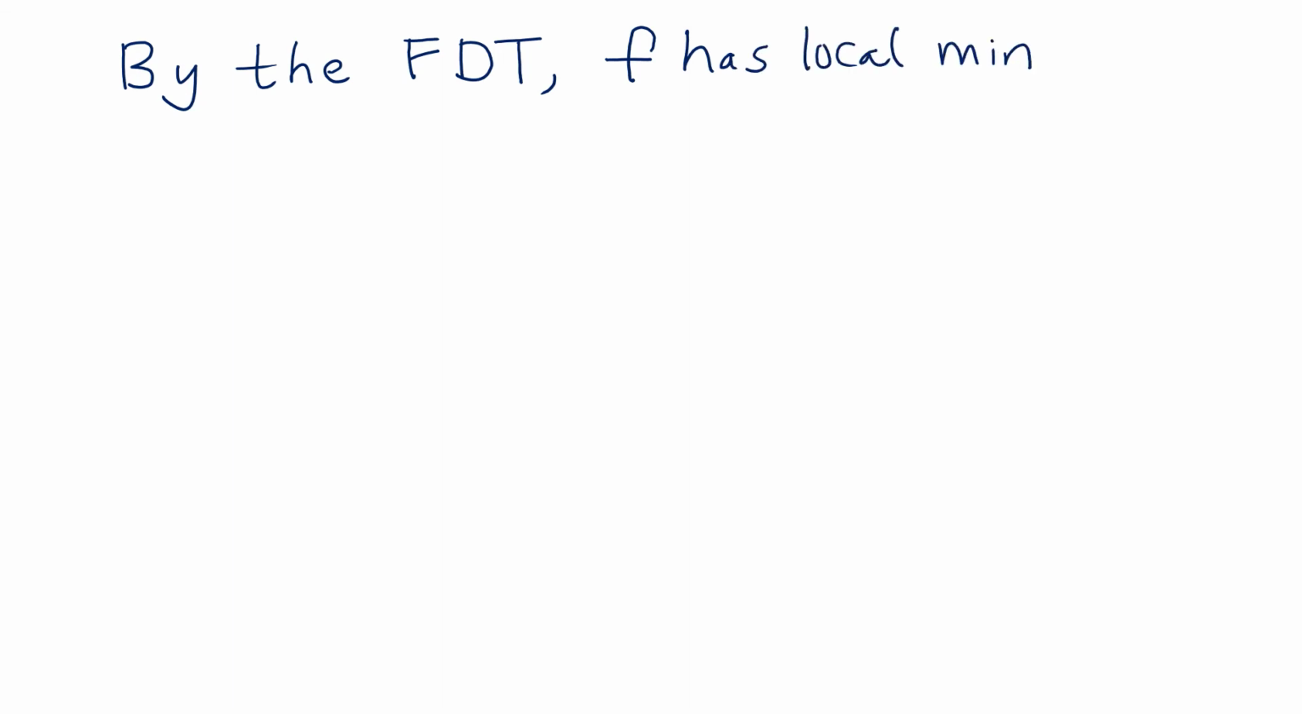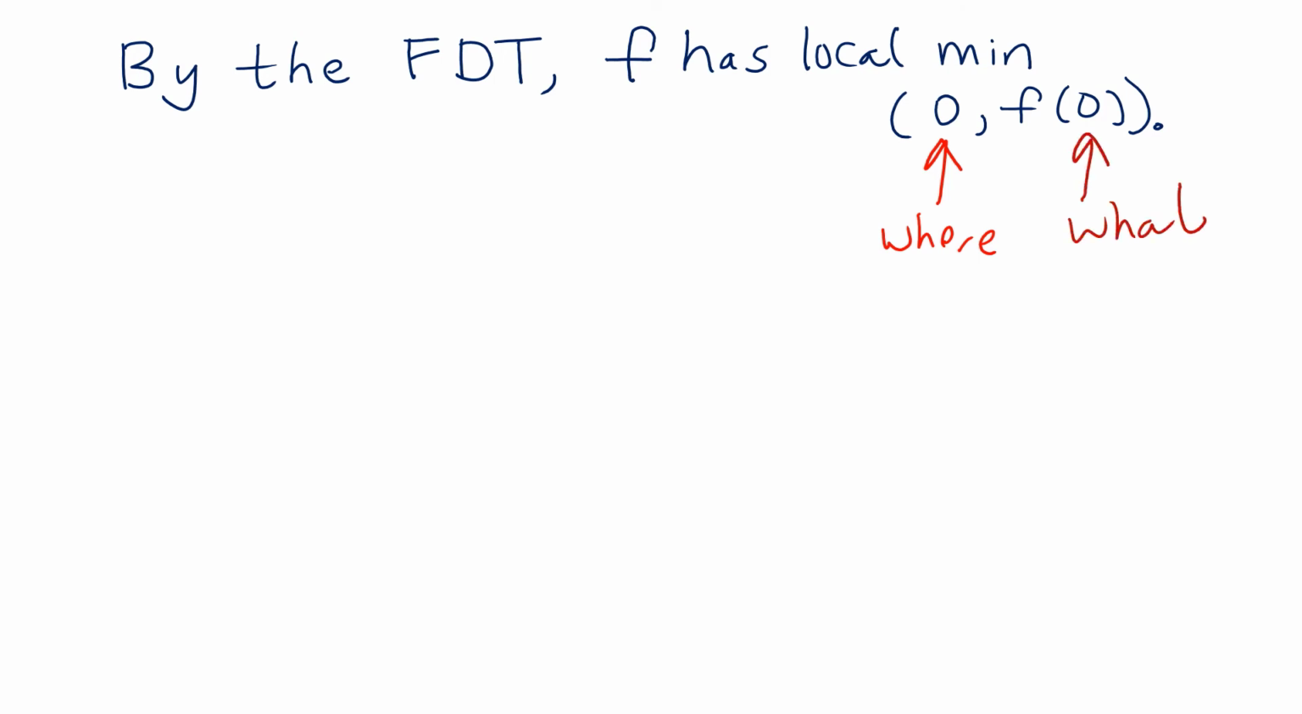By the first derivative test, f, that's the function, not the derivative, f has a local min represented by 0 and the function evaluated at 0. The 0 tells you where the min is. The f of 0 tells you what that value is.